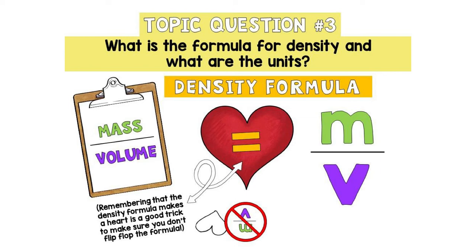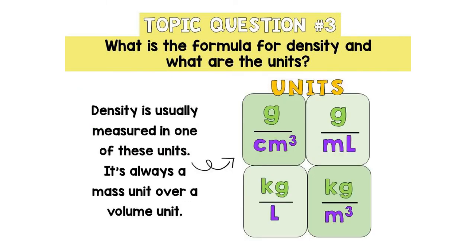Remember that the density formula can actually make a heart. So see how the M makes the top of the heart and the V makes the bottom? That can be a good trick for keeping you from flipping the formula around. You don't want an upside down heart.